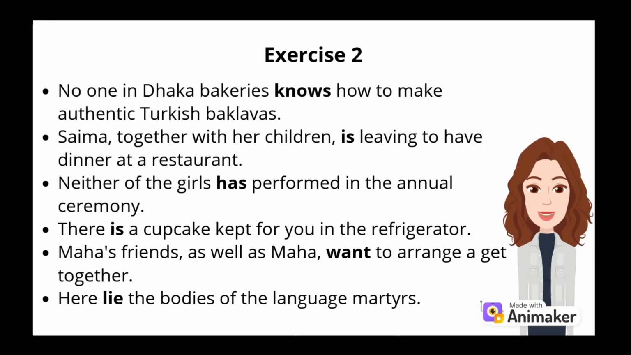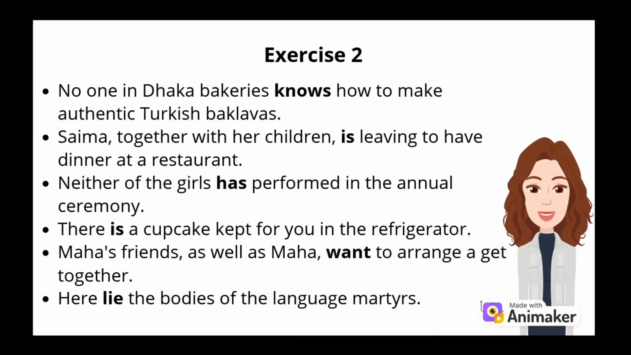Why? Because according to the fifth rule, when the subject is separated from the verb by words like together with, you need to ignore the words and phrases that are not part of the subject. That is why the subject here is Saima, which is singular, and it is taking a singular verb, which is. The third one is neither of the girls have or has performed in the annual ceremony. Here again neither is an indefinite pronoun, so it will take a singular verb. That is why the answer will be has performed.